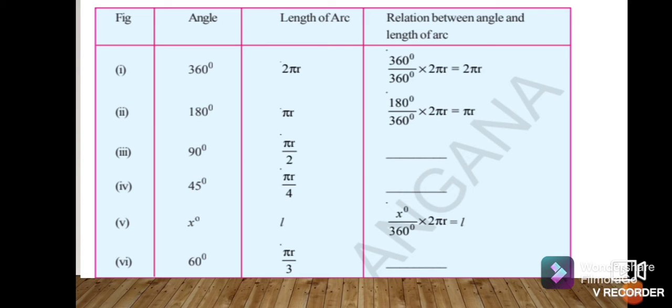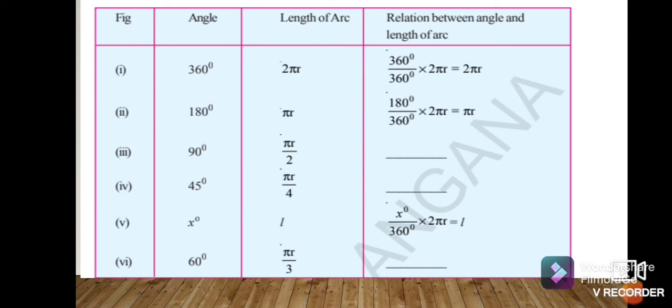Now 180 degrees. Whenever it is 180 degrees, the length of the arc becomes pi r. So here also you can write 180 by 360 into 2 pi r. That is, 180 by 360 is a part of that whole, and it is multiplied by 2 pi r. Why? Because the total circumference of a circle is always taken as 2 pi r. So we have to take the fractions one by one.